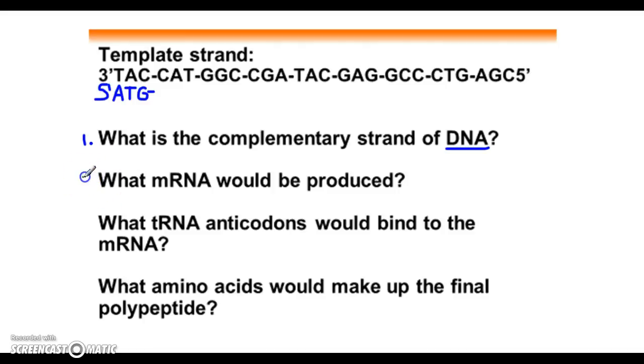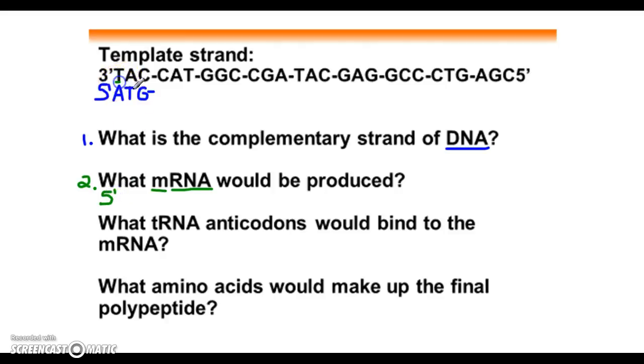Question number 2 then says what messenger RNA would be produced. Okay, and so again, if this is the template, the messenger RNA would start in the 5' to 3' direction, so it'd be 5'.